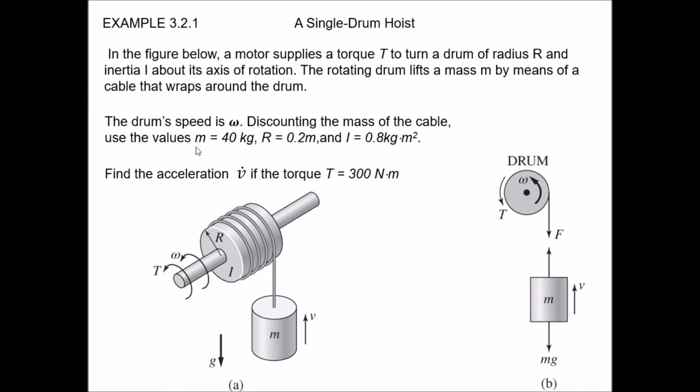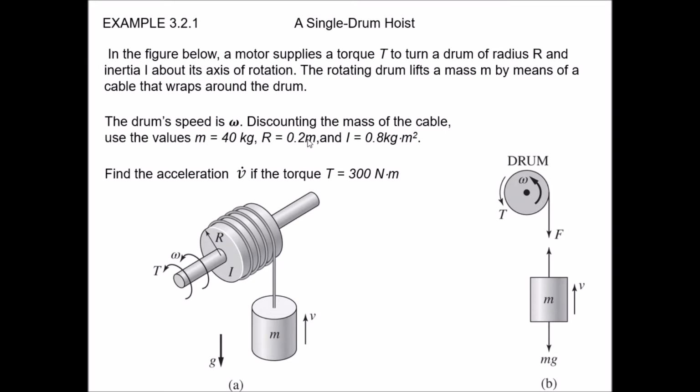We're using the values that they tell us now. Our m is equal to 40 kilograms. There's our m right here, 40 kilograms. Our radius r of the drum here is given by 0.2 meters. And our inertia over here, I, is given to us as 0.8 kilograms per meter squared. And they want us to find our acceleration, or our v dot term, if our torque T is given by 300 newtons times meters.